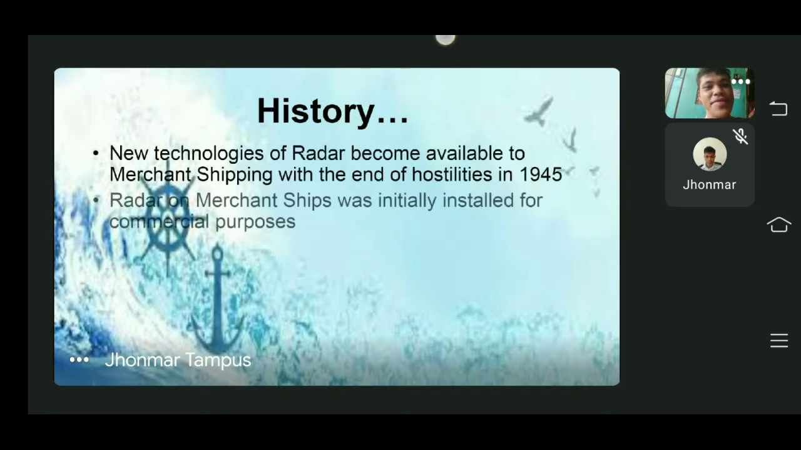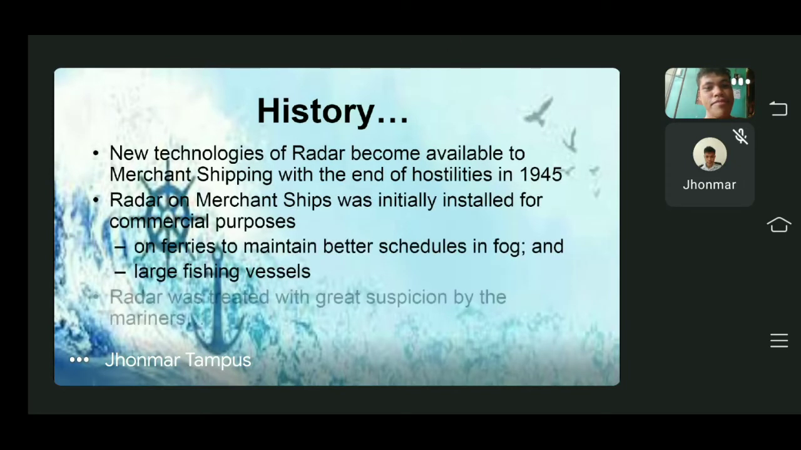History. New technologies of radar became available to merchant shipping with the end of hostilities in 1945. Radar on merchant ships was initially installed for commercial purposes on ferries to maintain better schedules in fog and on large fishing vessels. Radar was treated with great suspicion by the mariners.